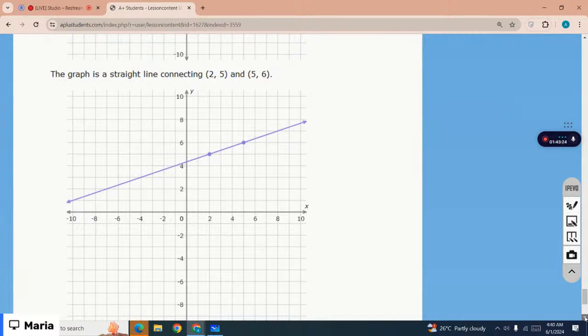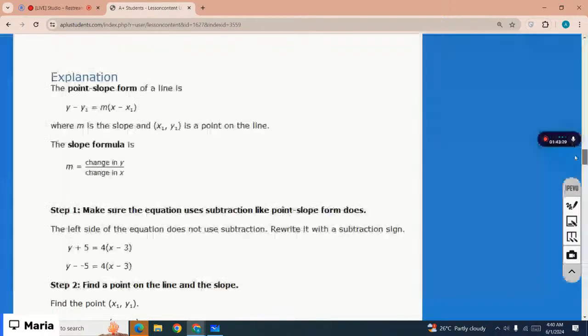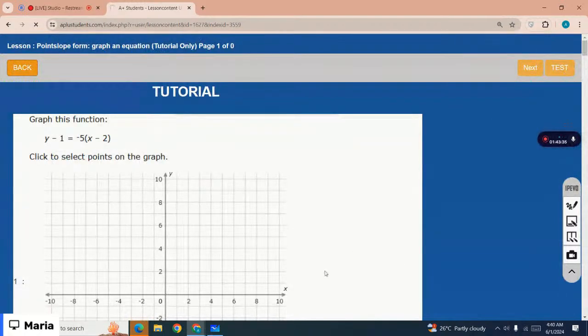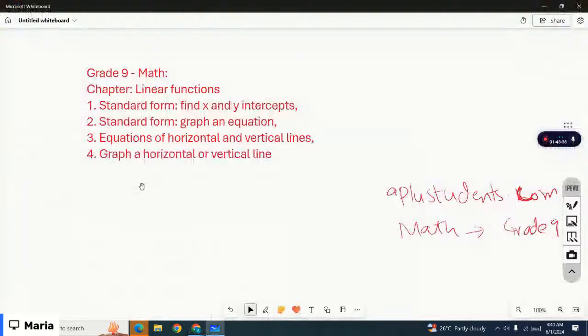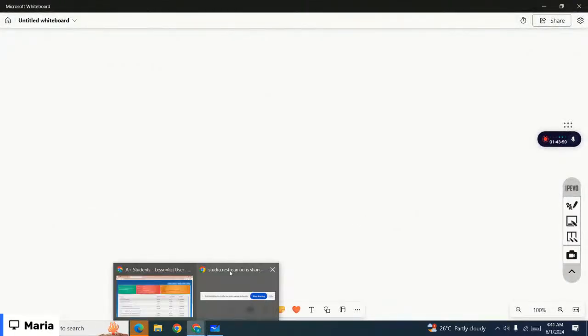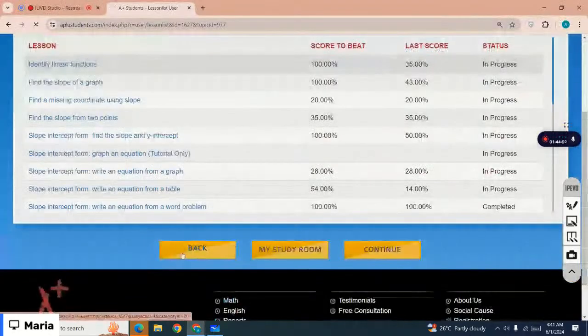Okay. You can complete the lesson by yourself later. You can find the practice questions in the book. Do as many practice questions as you can. We were working on grade 9 math, on the chapter linear functions. The lessons we covered today are standard form, finding x and y intercepts, standard form of an equation, equations of horizontal and vertical lines, and graphing a horizontal or vertical line. Please complete all the practice questions for these lessons before the next session. That is your homework until next session.